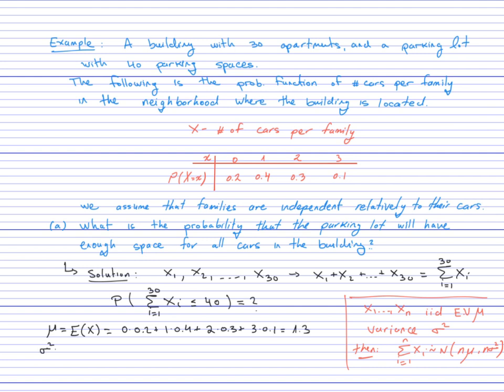Now let's compute the variance. We're going to use the formula that says that it's the expected value of x squared minus the expected value of x, all of that squared. How do we compute it? We take each value squared and multiply by the probability. So 0 squared times 0.2 plus 1 squared times 0.4 plus 2 squared times 0.3 plus 3 squared times 0.1. In the end, we need to subtract the expected value squared, and if you do that, you'll get 0.81. Okay, let's continue to the next slide.